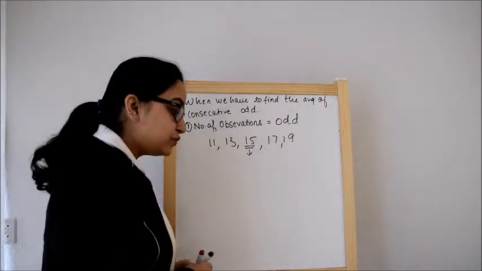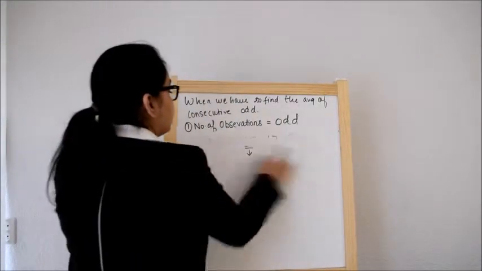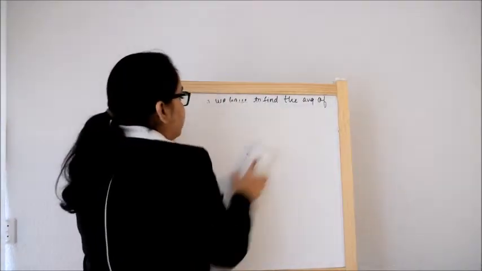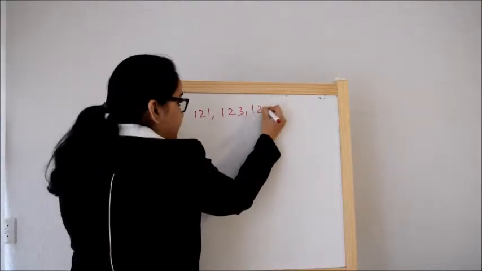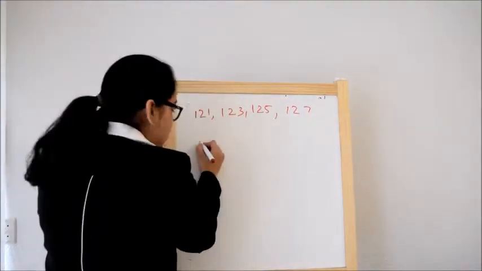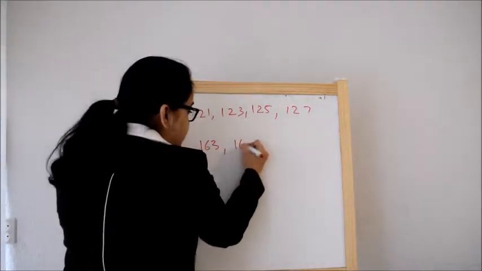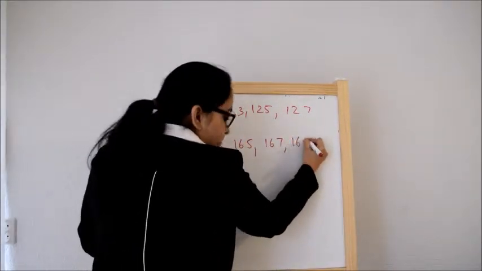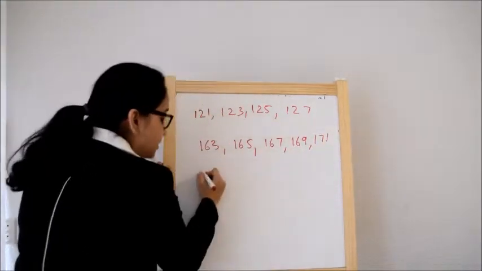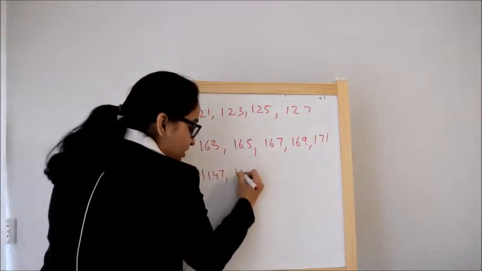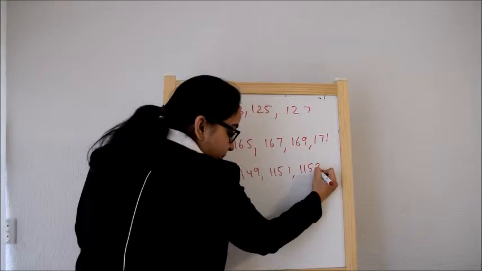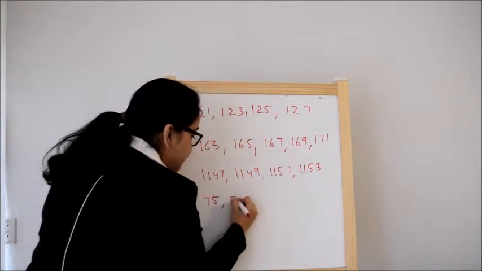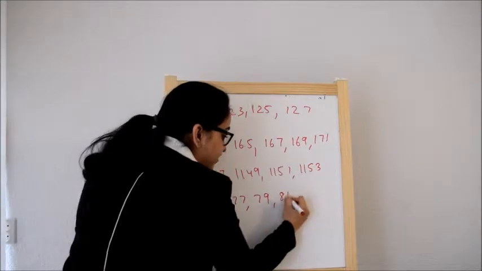Okay, find the average of the following. The first is, and it has to be consecutive. Always remember, it has to be consecutive. Okay, 121, 123, 125 and 127. Okay, the other is 163, 165, 167, 169 and 171. Okay, now 1147, 1149, 1151, 1153 and 75, 77, 79, 81 and 83.